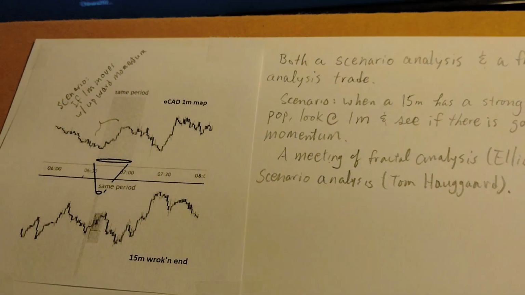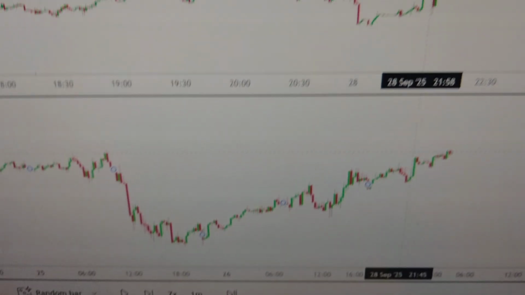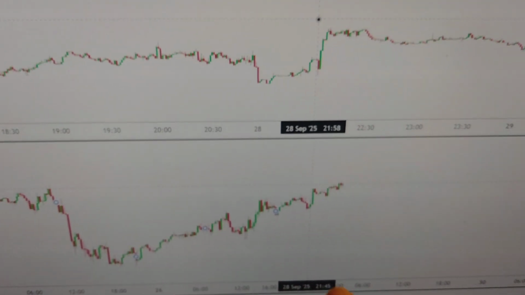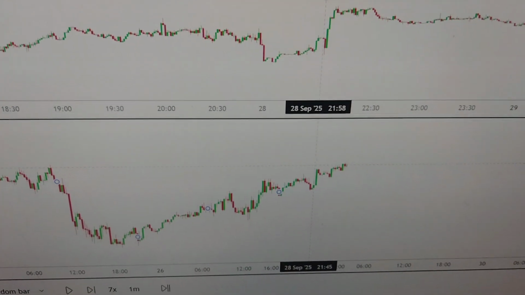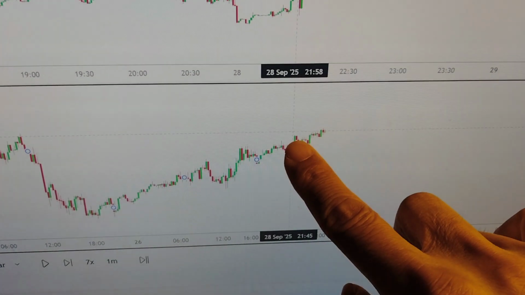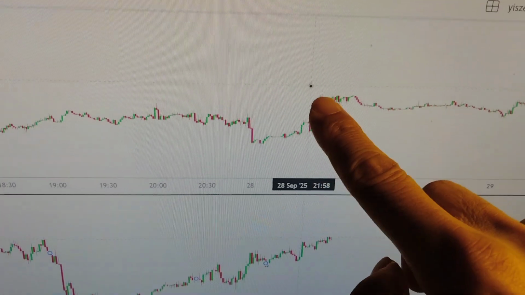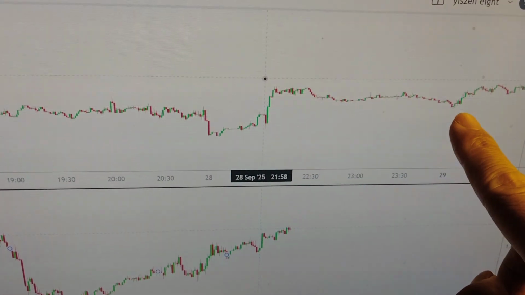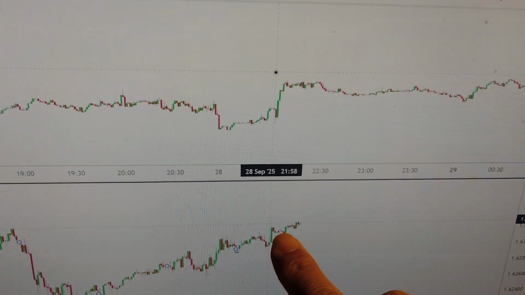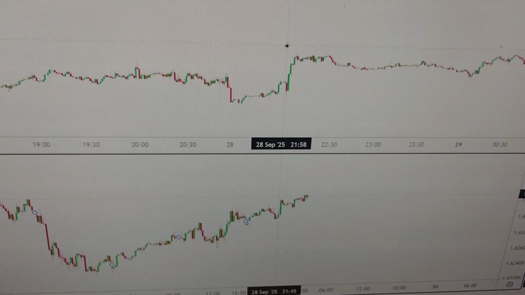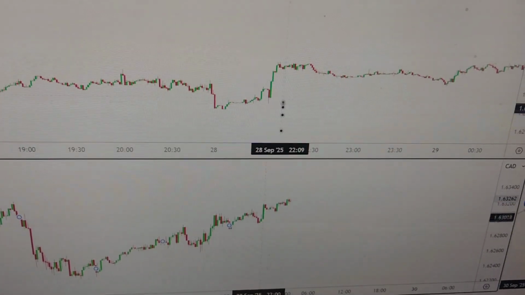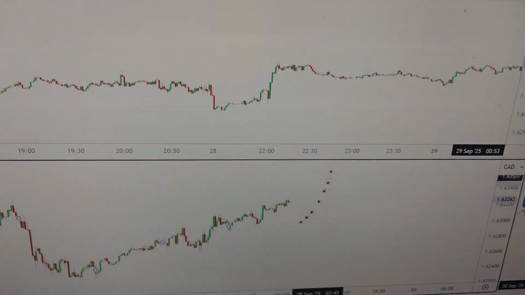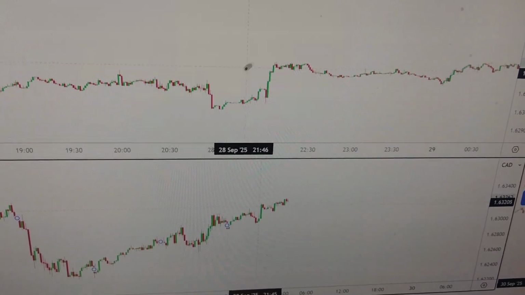The two lenses. Think of it as looking at the same thing through two different lenses. The fractal lens, the why: I believe the market is a fractal, and therefore the character of the 1-minute chart should define the future of the 15-minute chart. This can sound theoretical. The scenario lens, the what: I have observed that when a 15-minute chart shows a strong impulse, and the underlying 1-minute action is also strong and directional, the probability of continuation is high. I trade this recurring statistical anomaly.